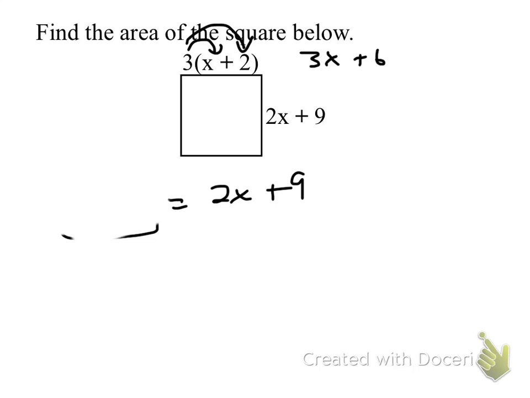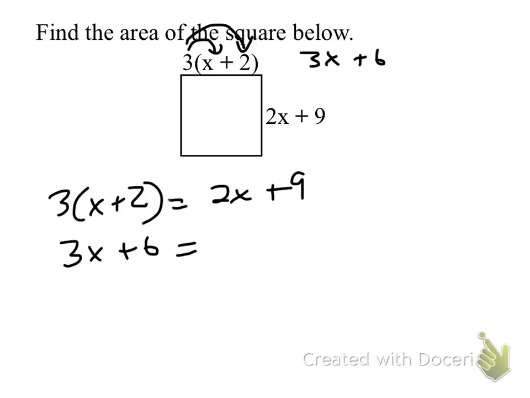Once we find the measure of a side, that was fantastic. 3 times, we said it was 3x plus 6. Good. So 3x plus 6 equals 2x plus 9. Now we can do properties of equality. If it's not with the equal sign, you cannot start using properties of equality in inverse operations. Okay, keep talking us through it, Paris.